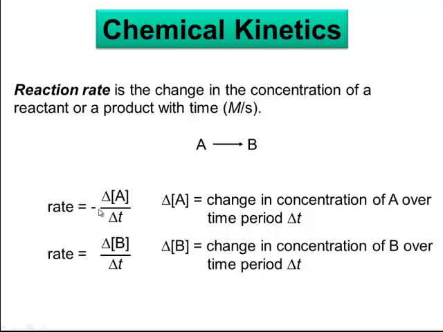Now, why is there a negative sign here? The negative sign is there because the concentration of A decreases with time. This delta A is a negative quantity, and the negative sign before delta A makes it overall a positive quantity.